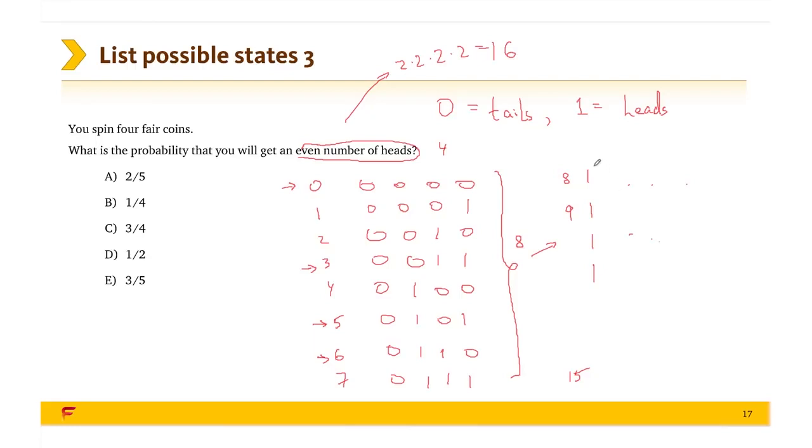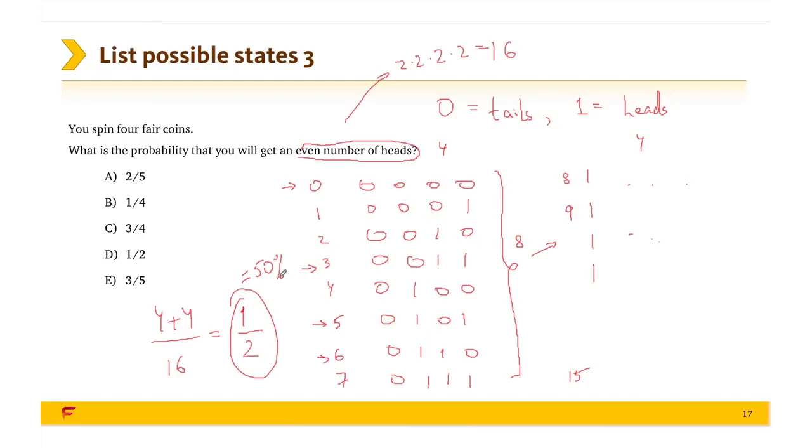And a similar thing will be here, if we just draw it again. We'll have 4 situations with even number of heads. So the total will be 4 plus 4 out of 16 equals, surprisingly, 1/2. So the probability that we'll get an even number of heads is 50%.